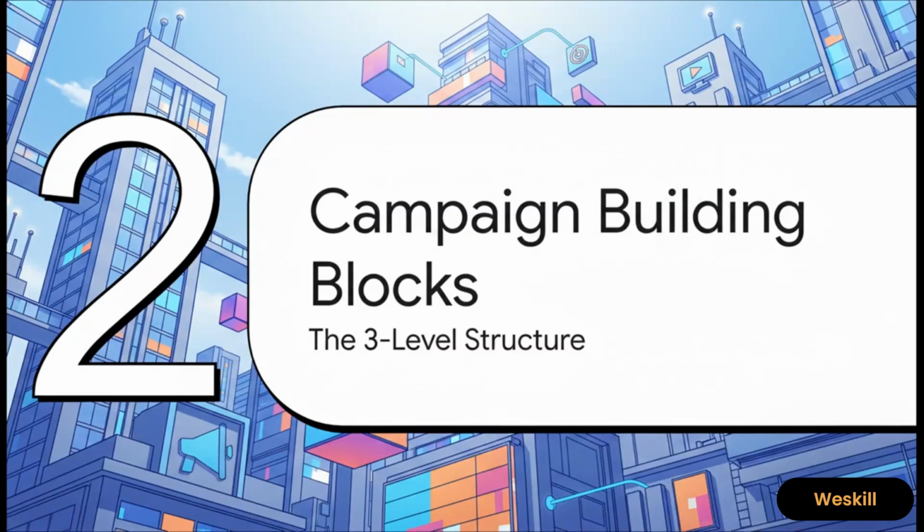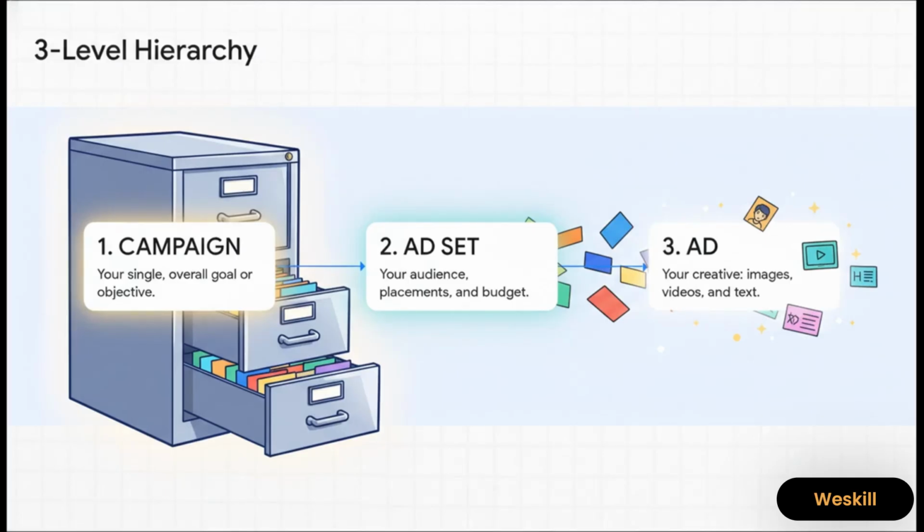Okay, with our accounts in place, let's look at the campaign architecture itself. Every single ad you create will follow this simple but really powerful 3-level hierarchy. Getting the structure right is the key to staying organized and running tests that actually tell you something useful. I want you to imagine a filing cabinet. The campaign is the entire cabinet. It defines your one single goal. The ad sets are the different drawers inside that cabinet, where each drawer targets a different audience. And the ads? Those are the individual files inside each drawer, the actual images, videos, and text that people see.